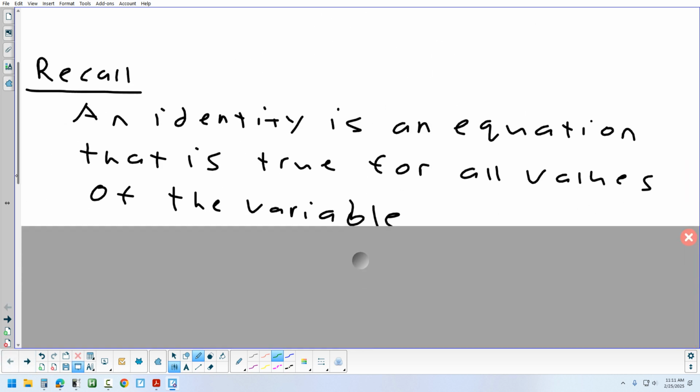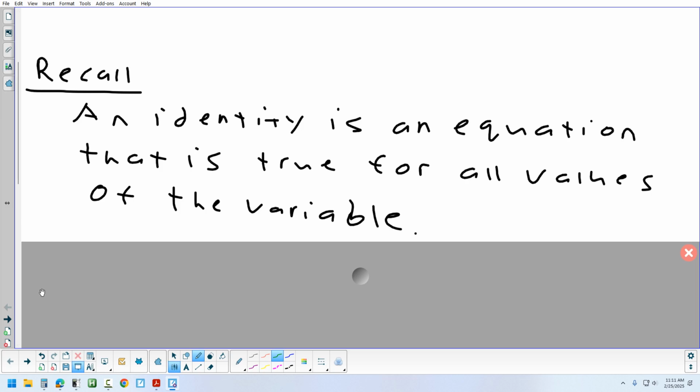So we're going to be using identities. And I've got a table of them. We've already done some, but I'm going to put the table up on the board for you to write down. So remember, an identity is an equation that is true all of the time. So I'm going to put some identities on the board, and these identities are formulas that work all of the time. They're not formulas that only work some of the time. They work all of the time.